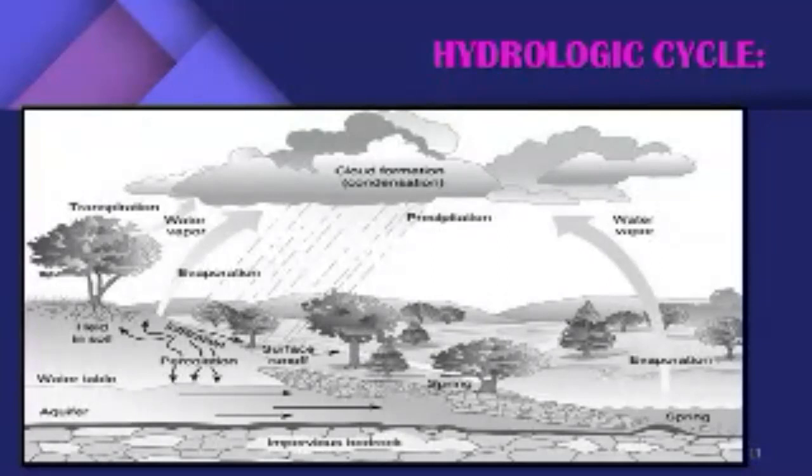Then the next process is evaporation. Evaporation is the type of vaporization that occurs on the surface of liquid as it changes into gaseous phase. And the last process is precipitation.